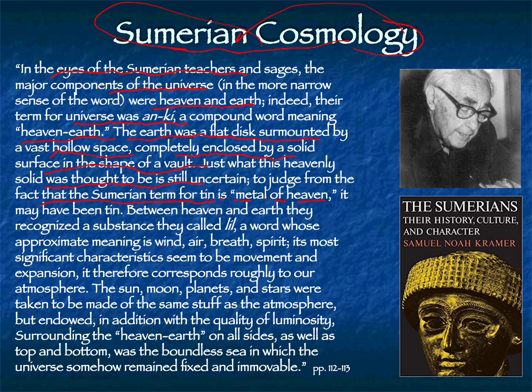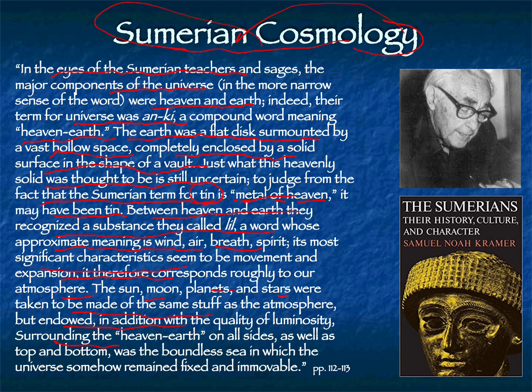Wow, that's incredible, that their term for tin is the metal of heaven. It may have been tin. Between the heaven and earth, they recognized a substance they called Lil, a word whose approximate meaning is wind, air, breath, spirit. Its most significant characteristic seems to be movement and expansion. It therefore corresponds roughly to our atmosphere. The sun, moon, planets, and stars were taken to be made of the same stuff as the atmosphere, but endowed, in addition, with the quality of luminosity.